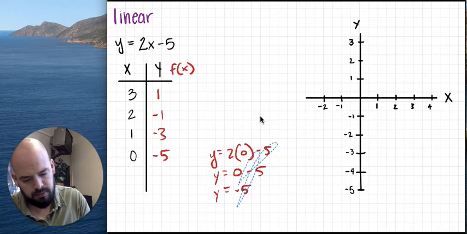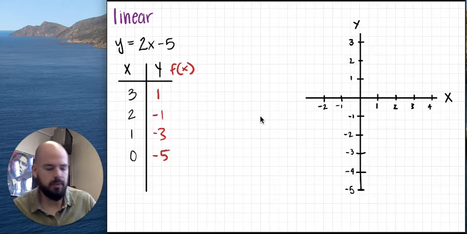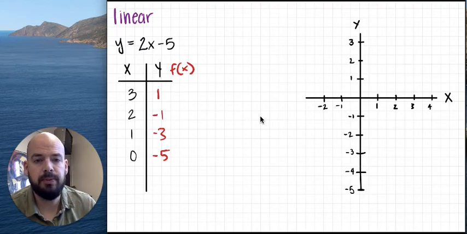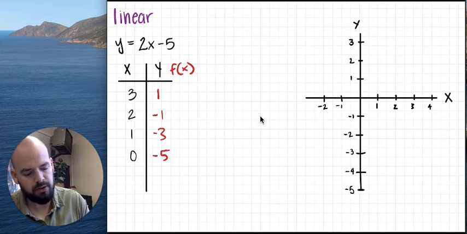Okay, so now we're going to translate this. And remember, this is a linear example. So we're going to translate this and we're going to put it onto our graph. You see our coordinates here. We have the y-axis, which runs up and down. And then we have the x-axis, which runs left to right.